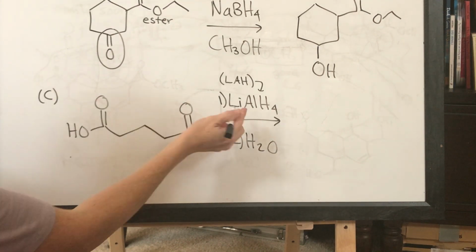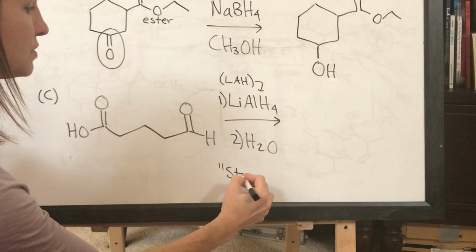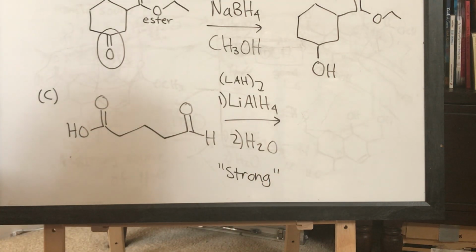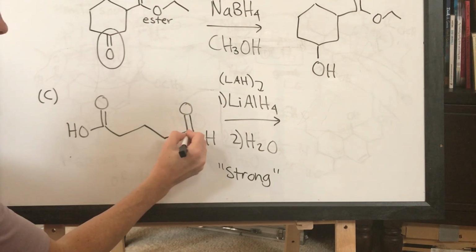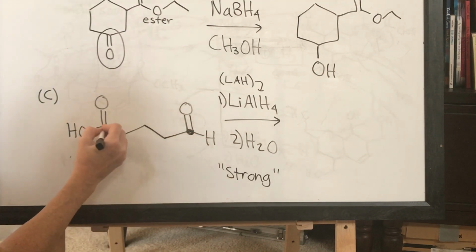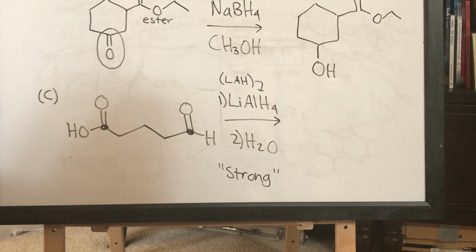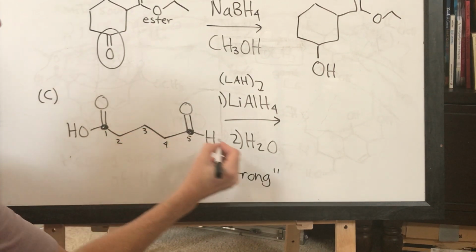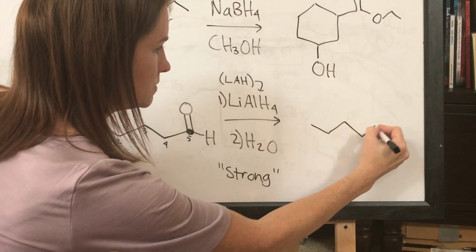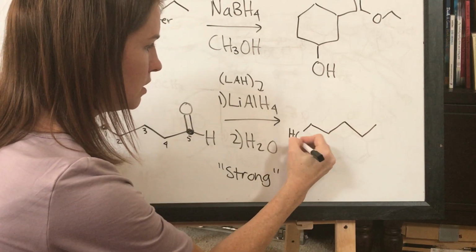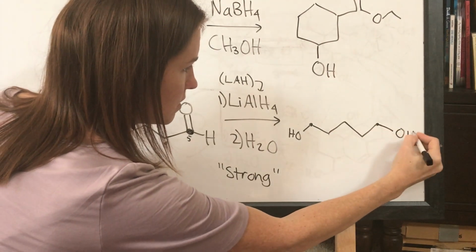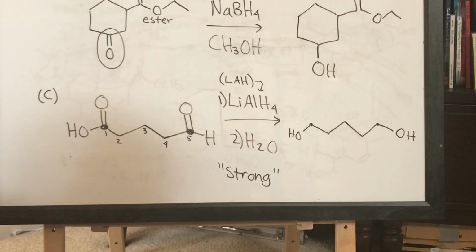Okay, so lithium aluminum hydride is our strong source of H-. And so that's going to reduce all of our carbonyl compounds down to alcohols. It's going to reduce my aldehyde carbon, and it's going to reduce my carboxylic acid carbon. So I just have to make sure I draw 1, 2, 3, 4, 5 carbons. This is going to become an alcohol. 1, 2, 3, 4, 5. And this is going to become an alcohol over here. So that would be my product after using lithium aluminum hydride.